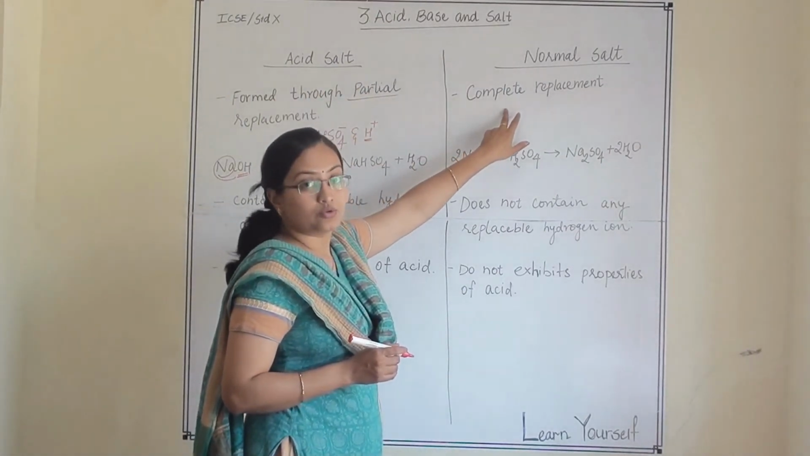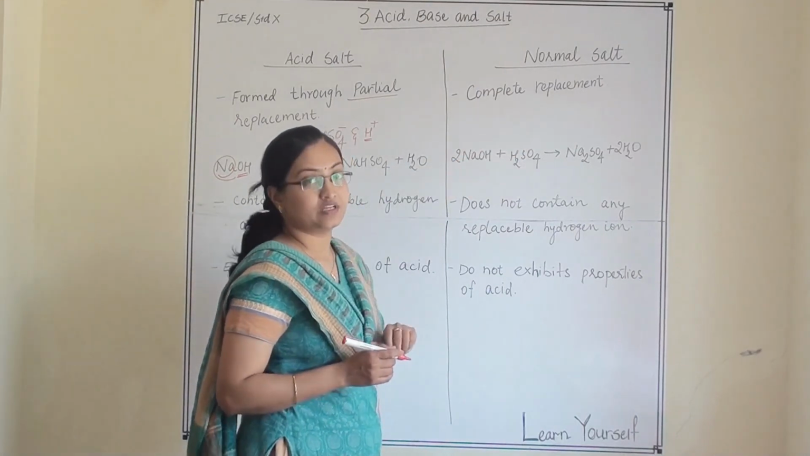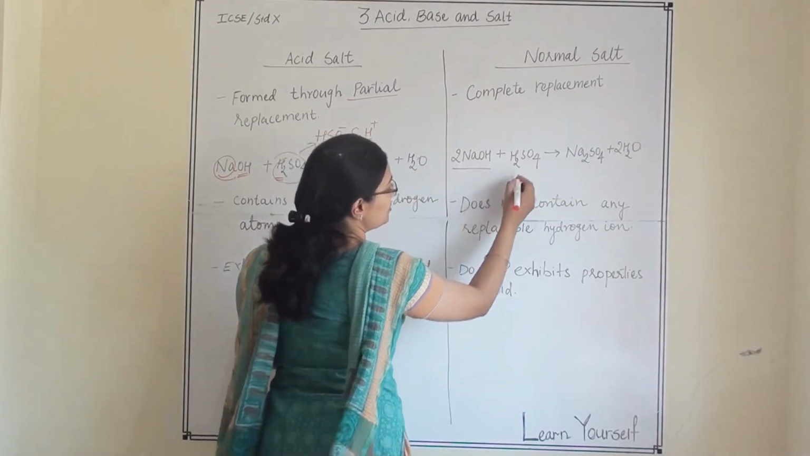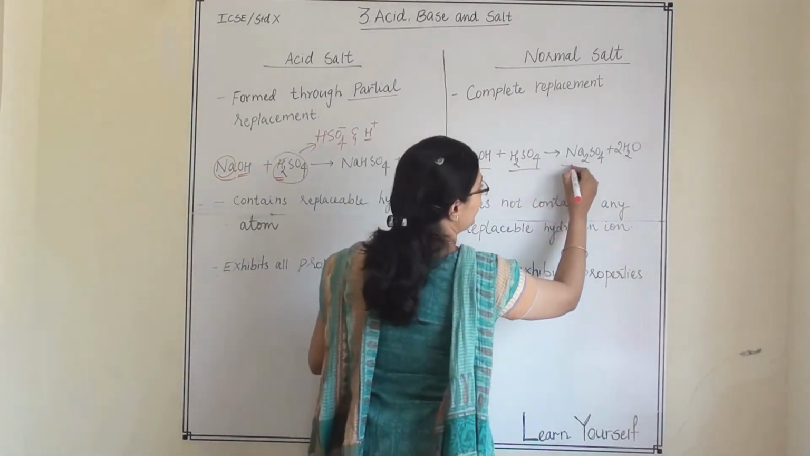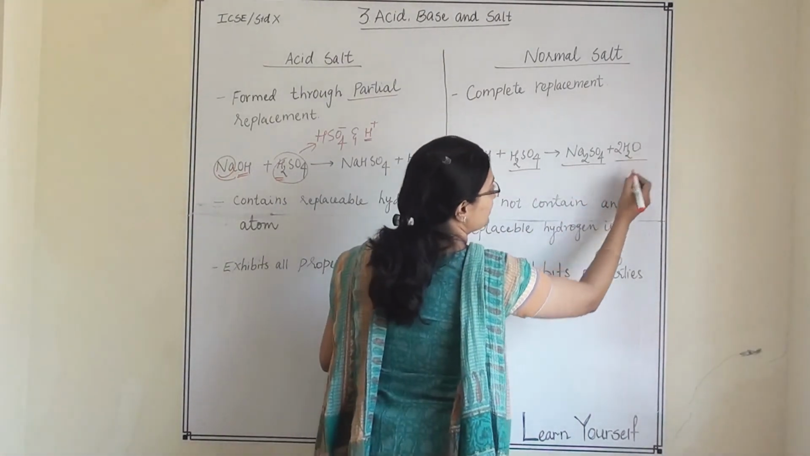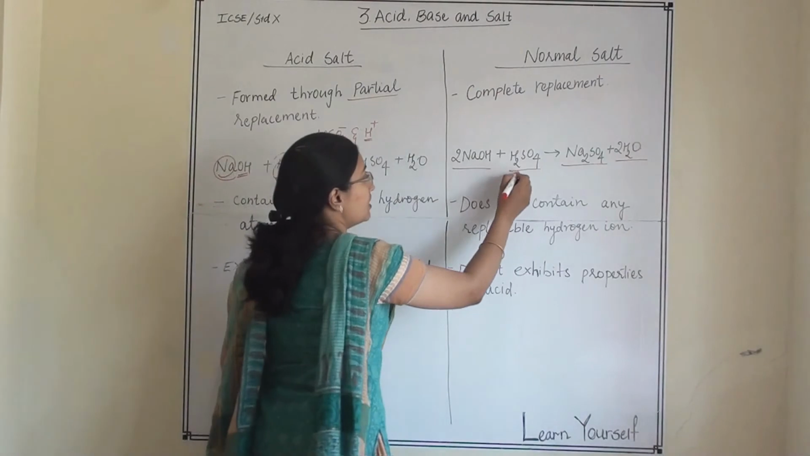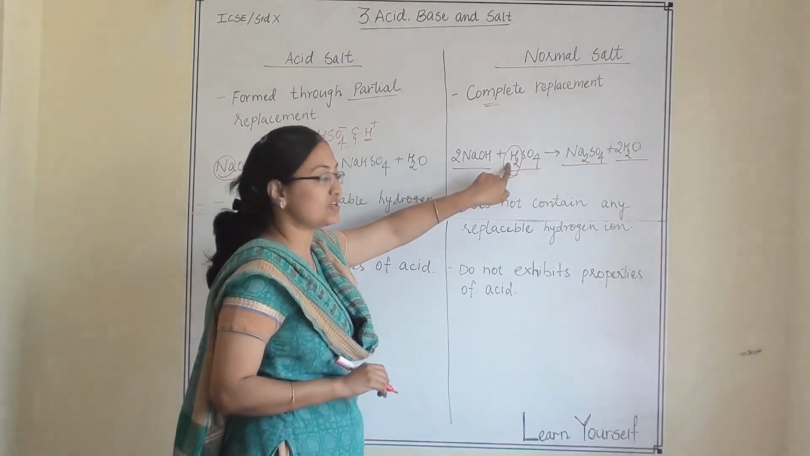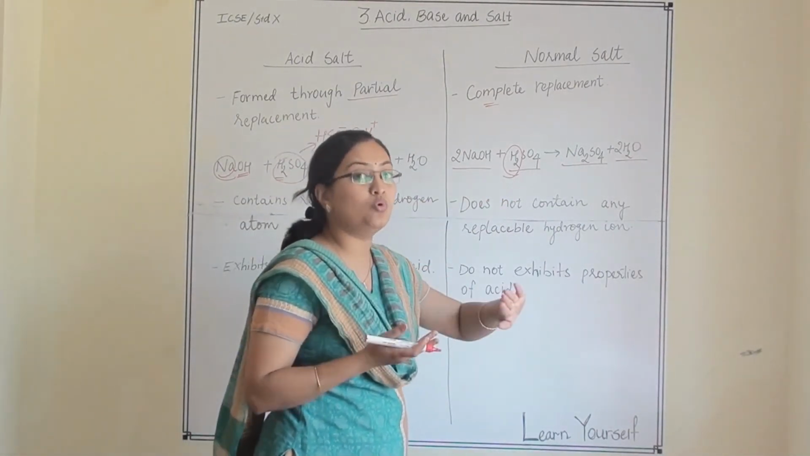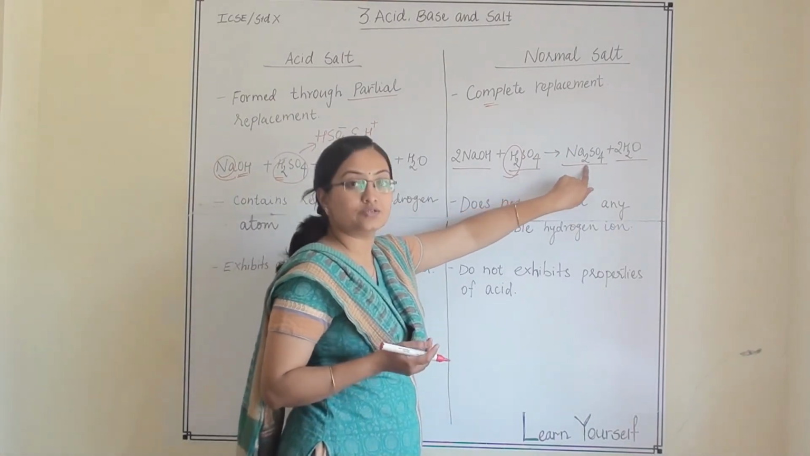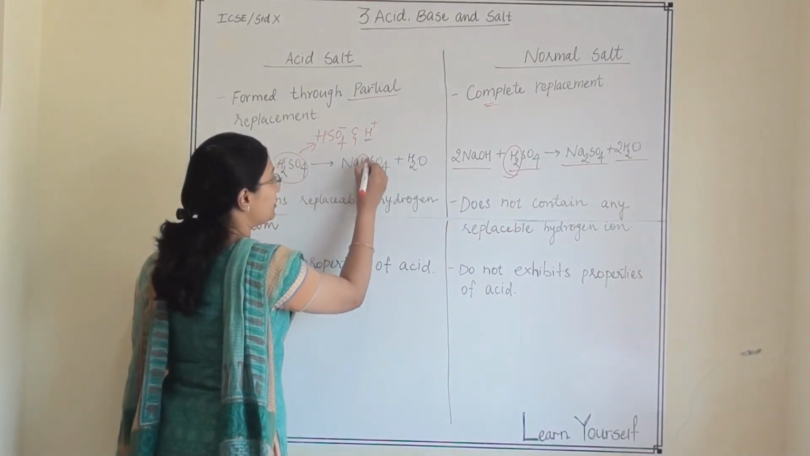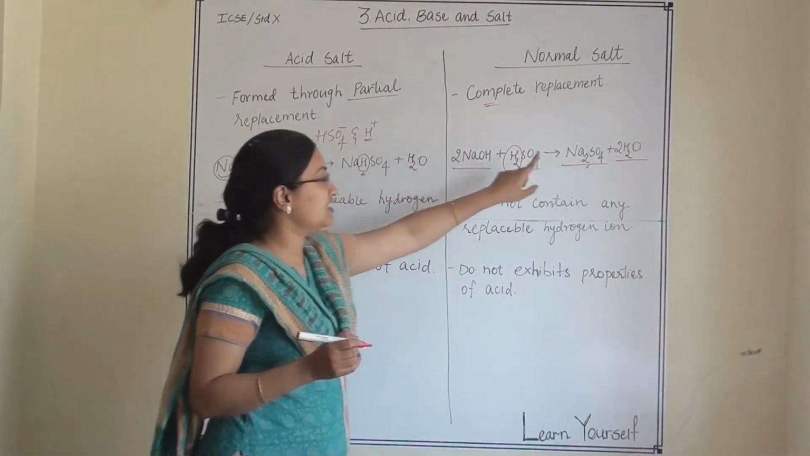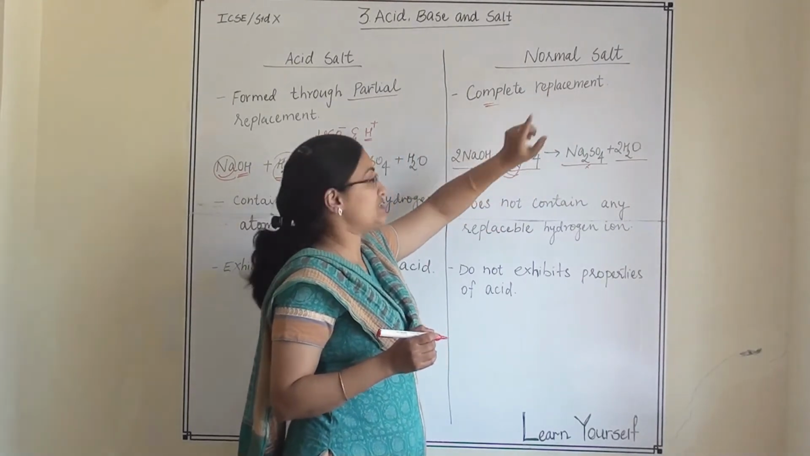Now the normal salt will form through complete replacement. Can you guess the equation? Yes. 2 NaOH with H2SO4 will give you sodium sulfate and 2 molecules of water. Here complete replacement has taken place. Hydrogen ion has been completely removed from the salt, so you will get here sodium sulfate. Here it is not completely removed. Hydrogen is there. Here there is no hydrogen. So that's why it is partial, and here completely removed, so it is complete replacement.